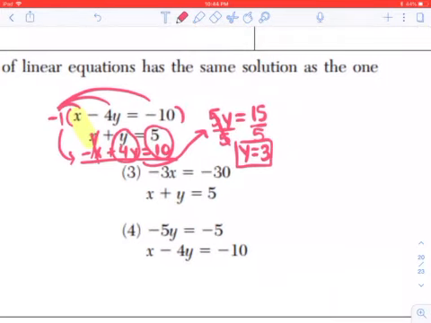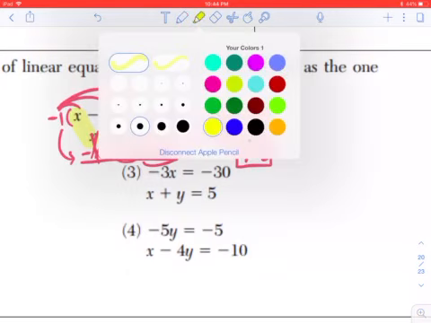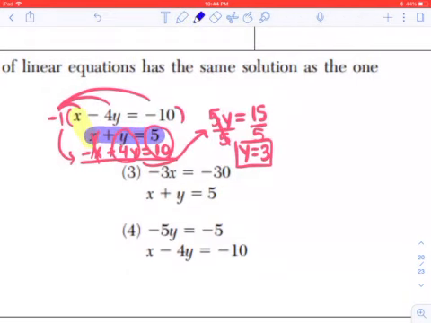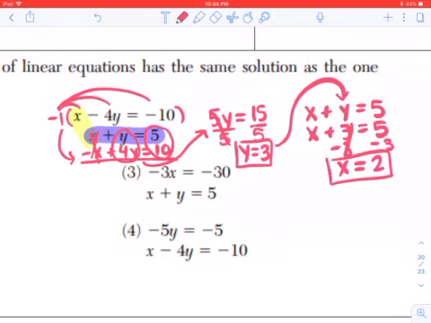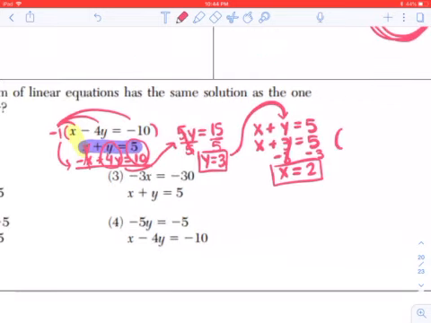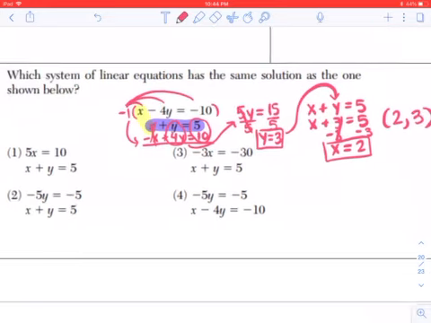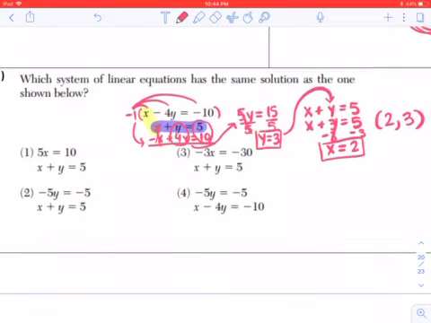And then my x value, I just plugged this back into one of my originals. So I'm going to use this original, x plus y equals 5. I know that y is 3, so x plus 3 equals 5. And you're asking yourself what number plus 3 equals 5, which is obviously 2. But if you want to just get x by itself, you can find that it's 2. So my solution to this system is 2, 3. So I want to see which of these options below gives me the same answer.